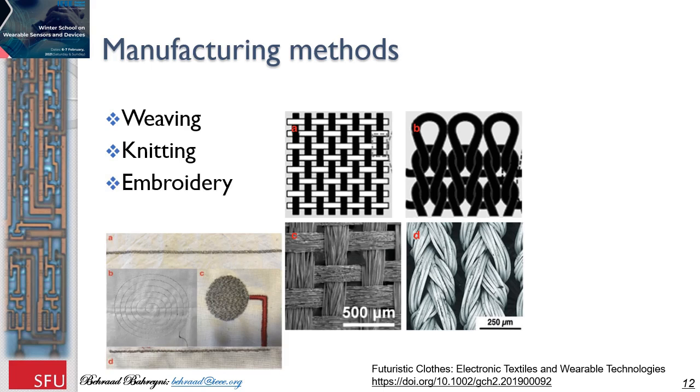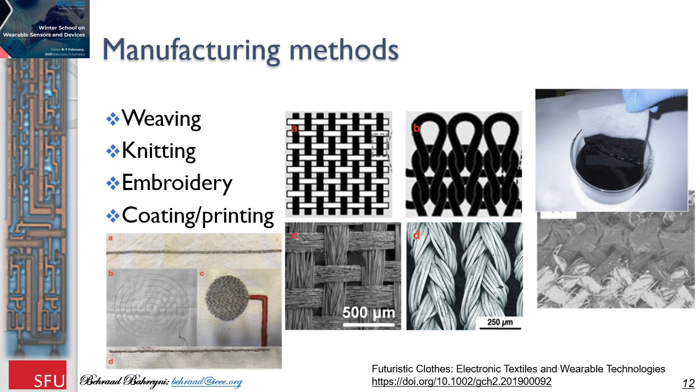Embroidery is one of the more convenient ways of creating these desired patterns on textile, where you take a needle and then just sew whatever pattern you want into textile. And then finally, there are coating and printing techniques where you create an ink of the material with desired properties, and then you just print it onto the piece of textile to give it the desired response.